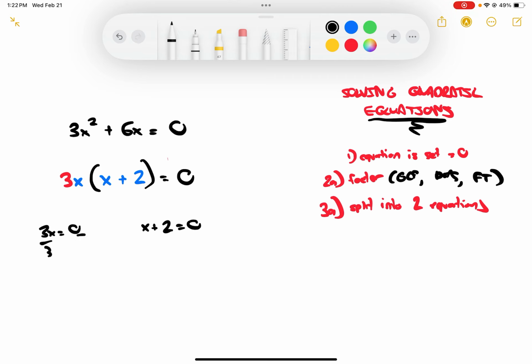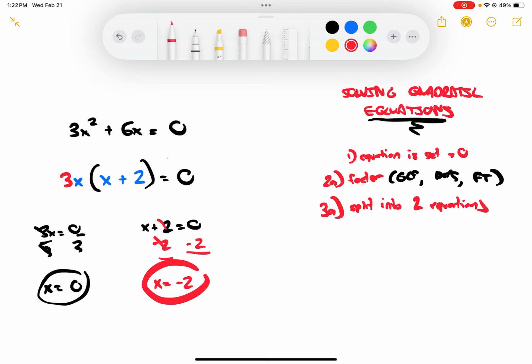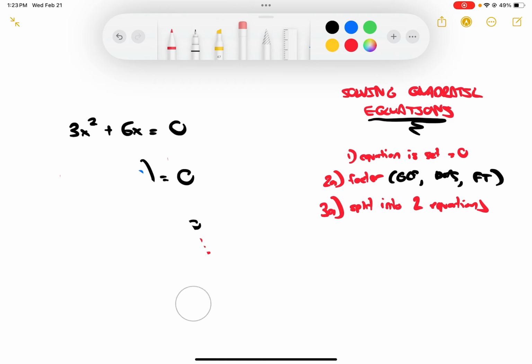In this case, I can divide both sides by 3, and 0 divided by 3 is 0, so 0 has to be one of my solutions. And then over here, I can just subtract 2 from both sides, and 0 minus 2 is negative 2. So 0 and negative 2 would be my solutions. Okay, so that's a greatest common factor example. Let's look at a different one.